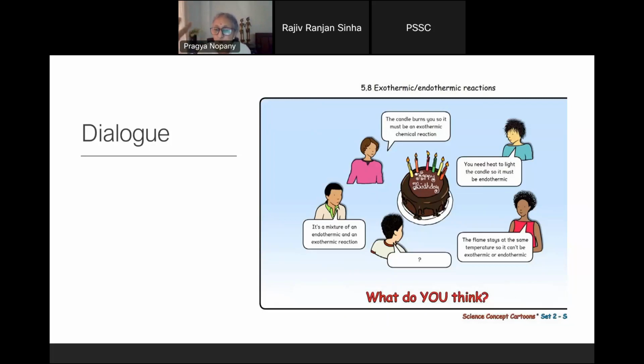You see, we have two options in the classroom. One is we can directly ask the children, what do you think? Is the candle an exothermic reaction or endothermic reaction? The other option is not to ask directly, but to show them this dialogue that this group is having. How is this dialogue discussion in the class better than asking a direct question? So I want you to write in the chat box, what is the advantage of showing this discussion?